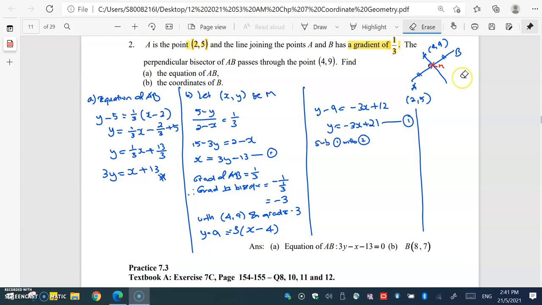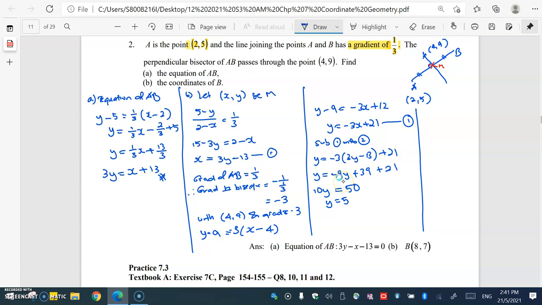If I solve them by substituting 1 into 2, I will get y equals -3 times (3y minus 13) plus 21. Y minus 3 times 13 is 39 plus 21. -3 times -13, so it's positive. Yeah. I think we can do something faster than this. I have 10y equals 50. So y equals 5.